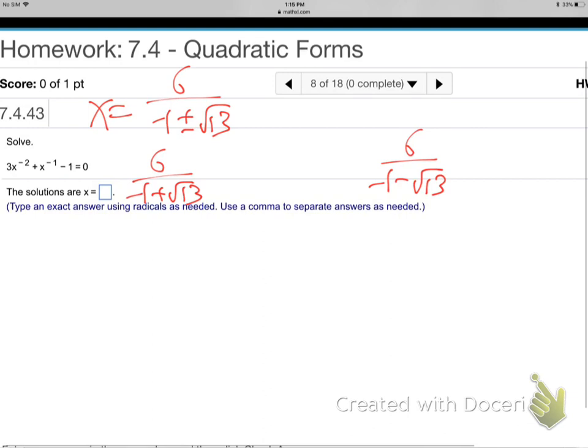And I can't leave roots on the bottom. Remember how we never leave roots on the bottom? So what do we got to do to get rid of that root from the bottom? Conjugate. Remember when you got a root and a plus or minus?